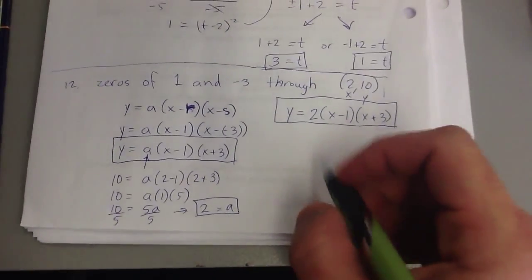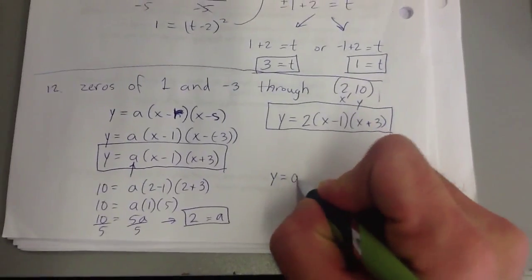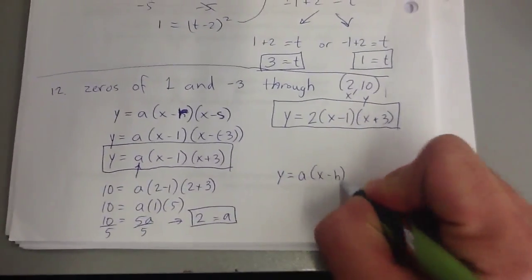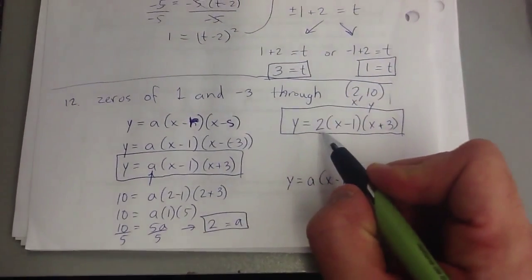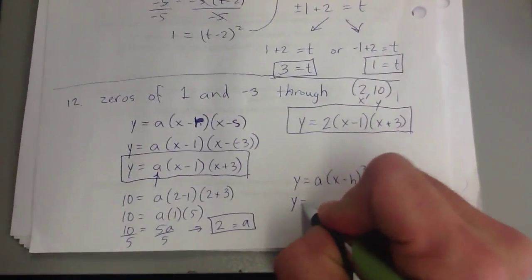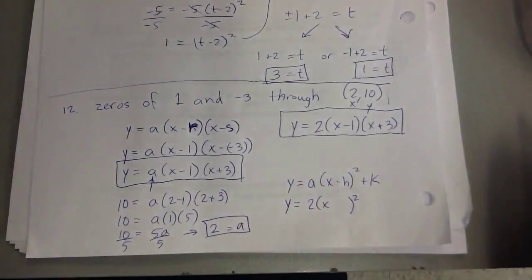So I know what vertex form looks like. Vertex form looks like this: y equals a(x minus h) squared plus k. I already know what my a is. My a is 2, so I can write y equals 2(x. Now I have to figure out what h and k are.